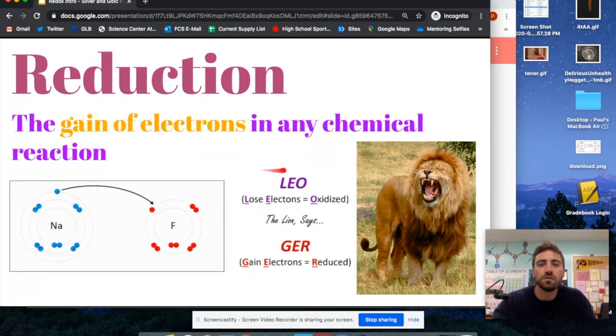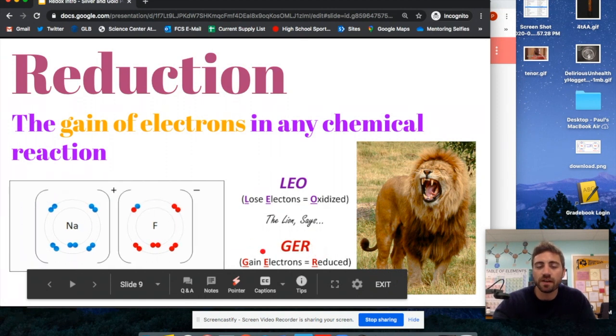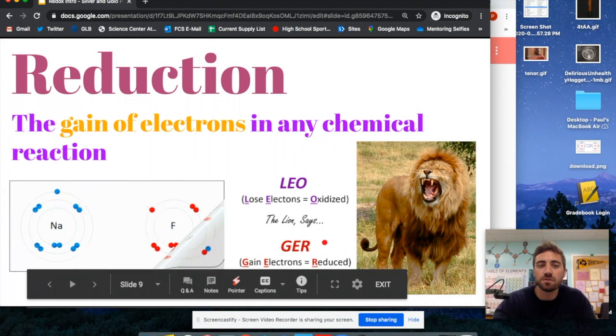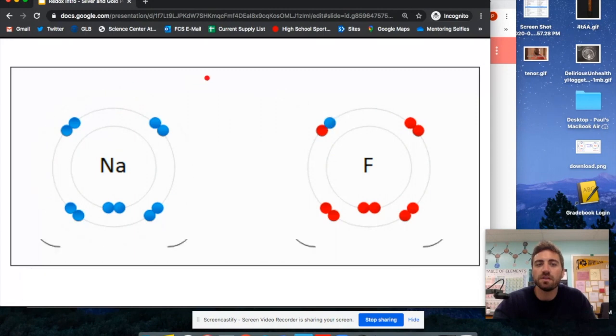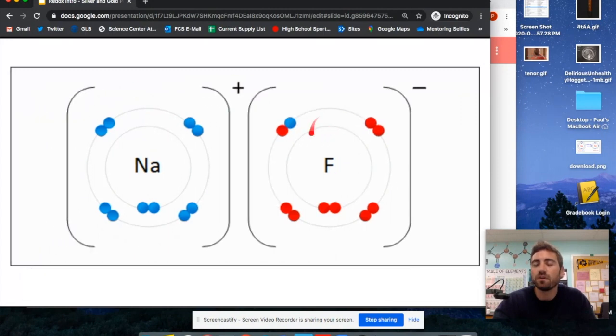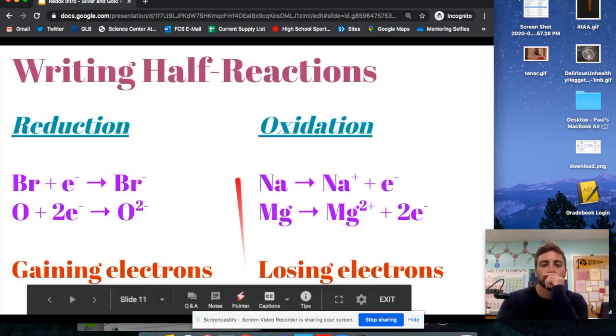So Leo the Lion says, GER, gain electrons, is also known as reduction. So the element that's gaining electrons in the reaction, we say is reduced. So here in this little animation, let's actually make it bigger. Sodium is being oxidized, giving its electron away. Fluorine is going to be reduced. So the reason that it's a combined action is you can't do one without the other. If you got a redox reaction, one's being reduced, one's being oxidized.